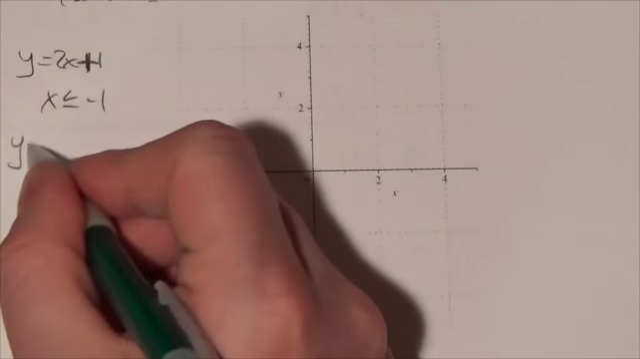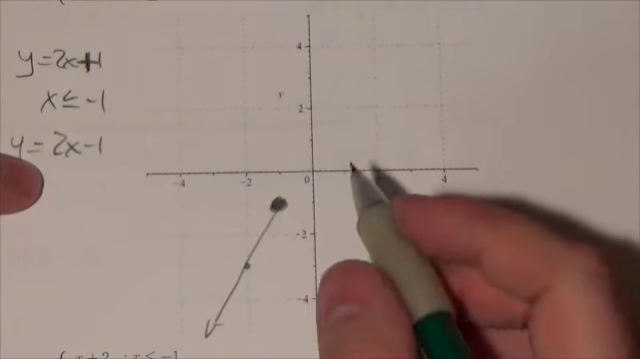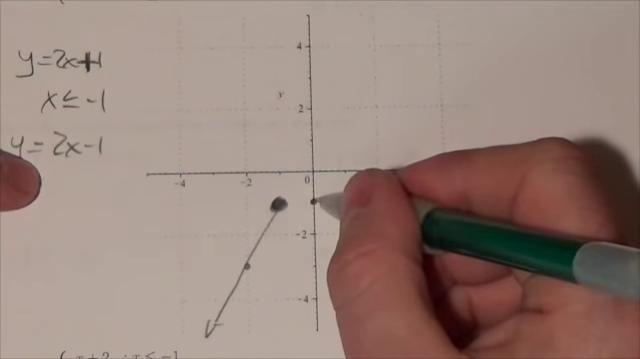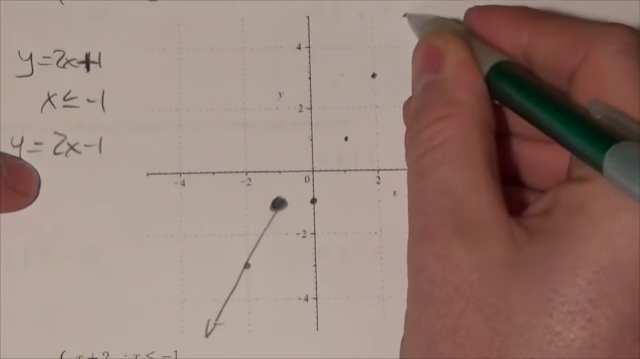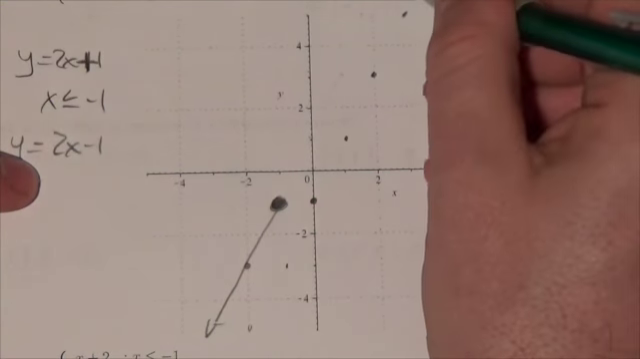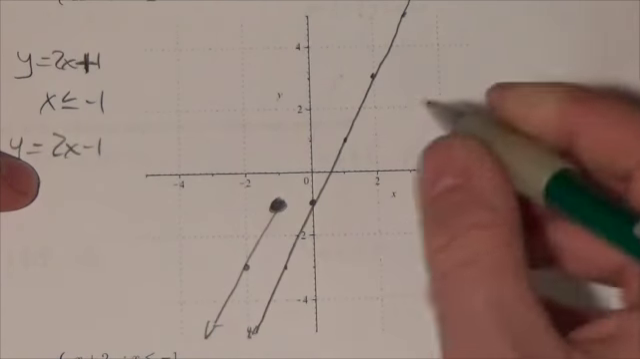Now I turn my attention to the second function in my piecewise function, 2x minus 1. So it's got a y-intercept of negative 1. It's still got a slope of 2. So up 2 over 1, up 2 over 1, up 2 over 1, or down 2, back 1, down 2, back 1, and I connect the dots. Whoops. Well, anyway, you get the idea.